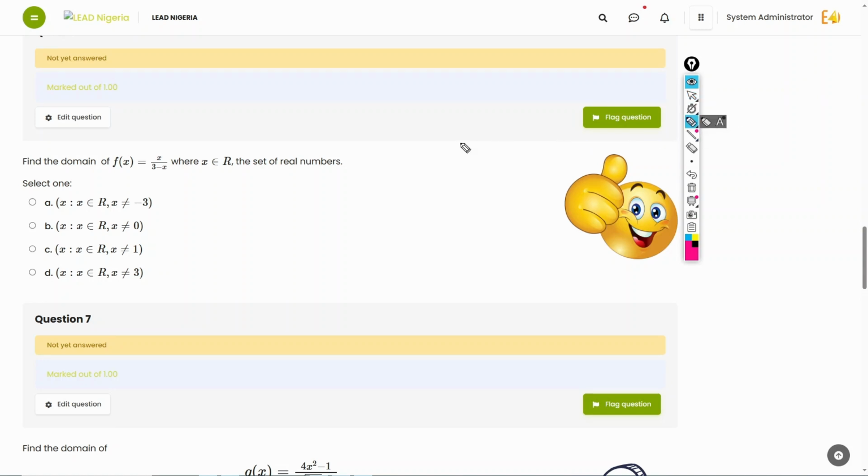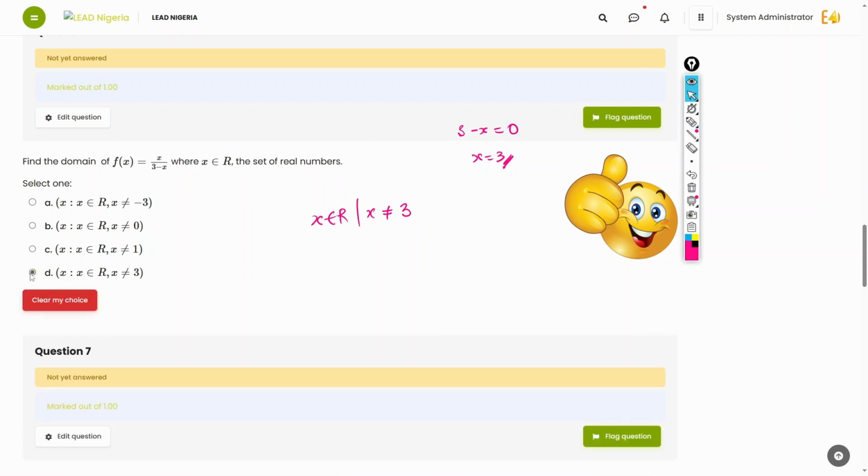The only issues you would have is where your denominator is 0. All right, and where 3 minus x would be 0, the function gets undefined, and at that point x is going to be equal to 3. So x can be any number. Your domain is saying x can be any value, such that x must not be allowed to equal positive 3. That's where you have an issue. So that's option D.